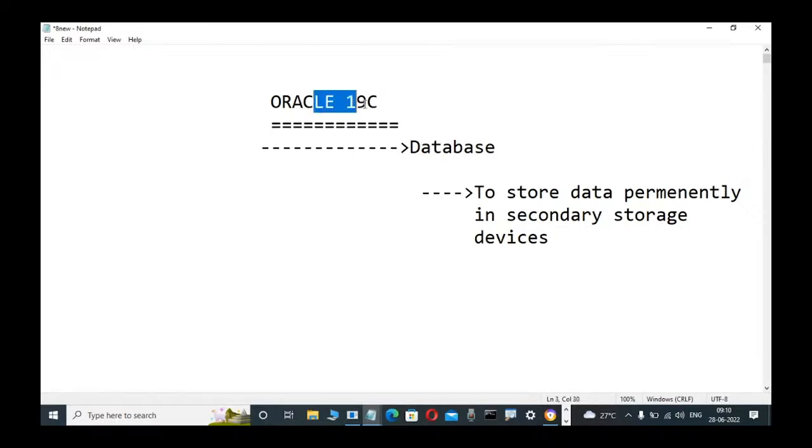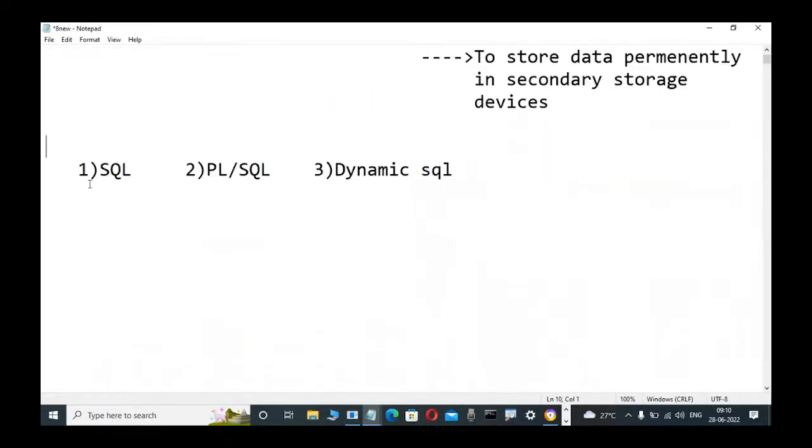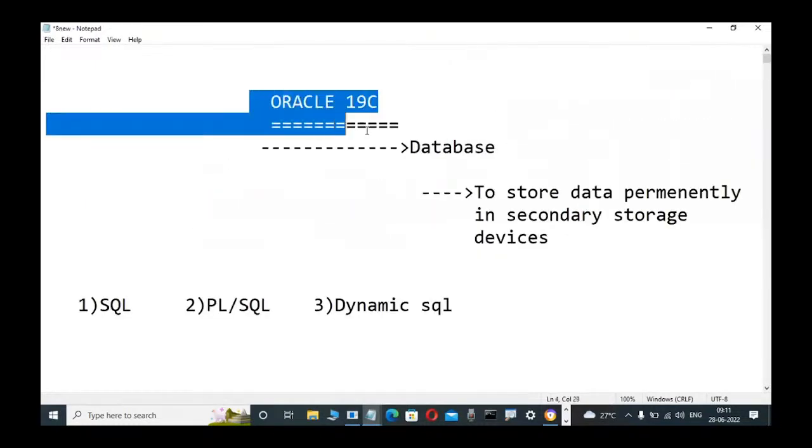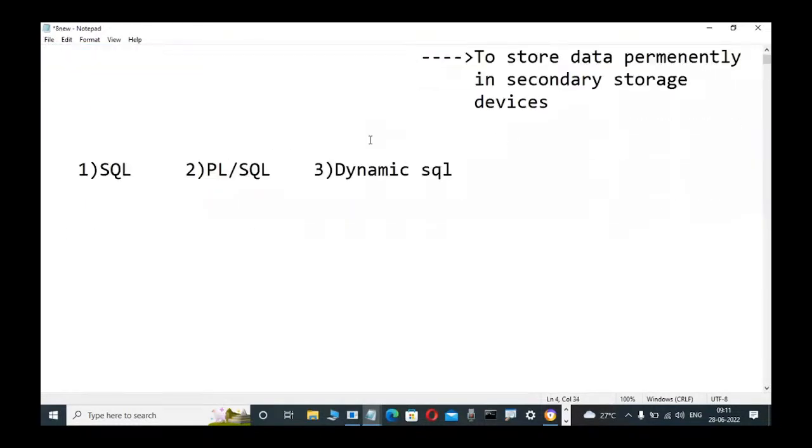But yesterday I told you that to operate an Oracle database, not only the SQL language but also some other languages are required. What are those languages? SQL is a language already. The extension of SQL is PL/SQL, the procedural language extension for SQL, and dynamic SQL. If you don't know dynamic SQL, not a problem for now. PL/SQL and SQL languages are required to operate this Oracle database. Okay, fine.